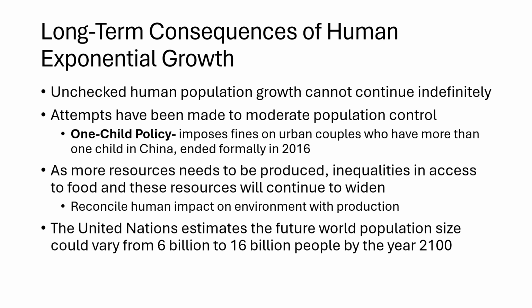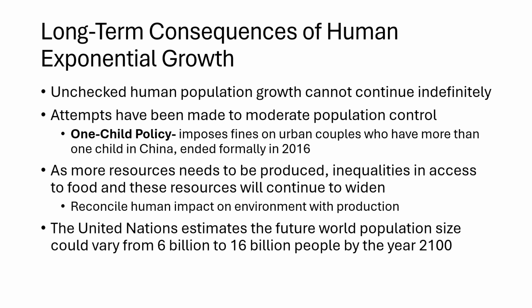So what are the long-term implications of our human exponential growth? Well, eventually we're going to get off of this cycle, but unchecked human population growth could not continue indefinitely anyway. And we've already attempted moderation on this. China had the one-child policy in which you would impose a fine on couples who had more than one child. And so this caused problems of its own, but this was ended formally in 2016.